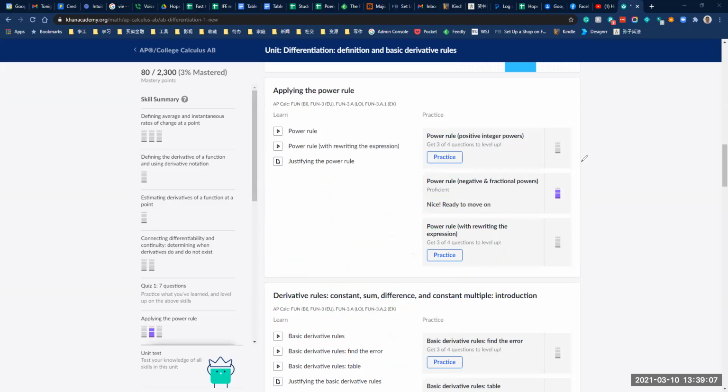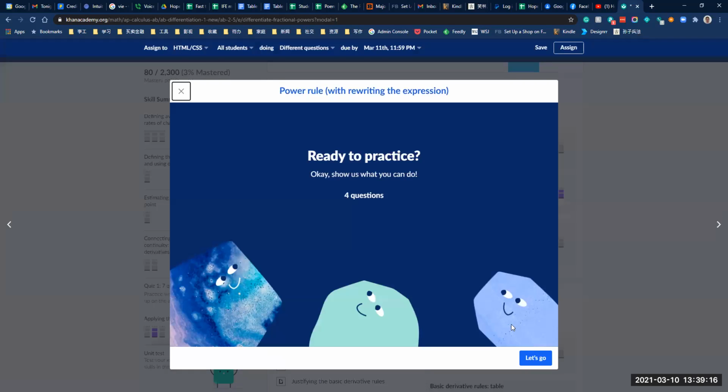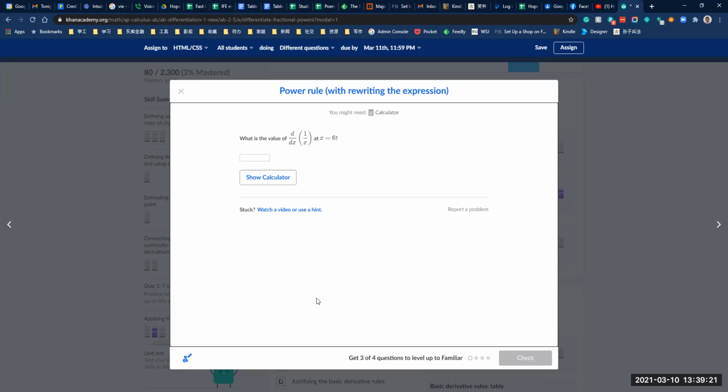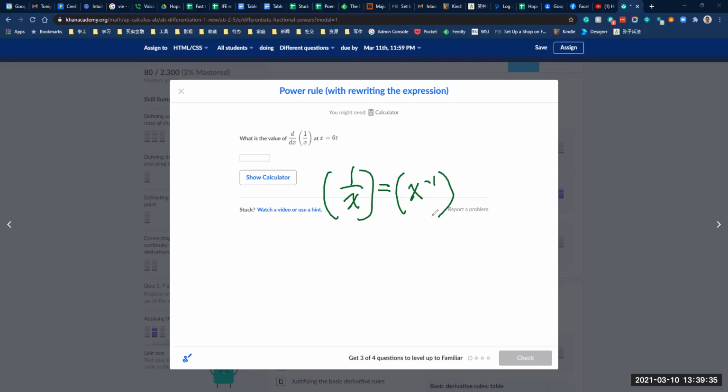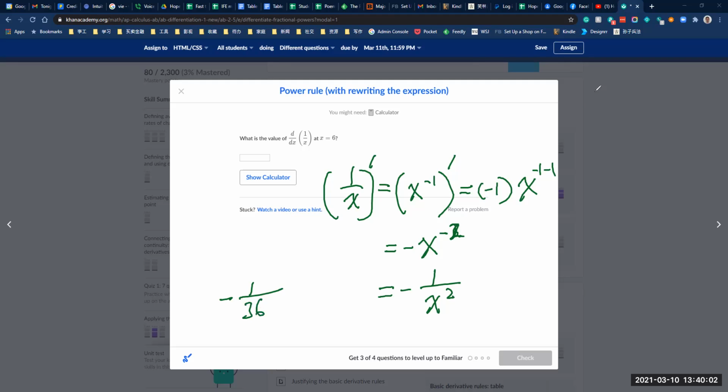Now let's look at the next practice for the power rule. Okay, so this one wants us to do a little bit of work to get there. What is 1 over x? Now 1 over x is basically x to the negative 1 power. So if we take the derivative of that, it's just negative 1 times x to the negative 1 minus 1. So that gives us minus x to the negative 2, and that is the same as minus 1 over x squared. And if you plug 6 into it, it's minus 1 over 36. So that'll be our answer.